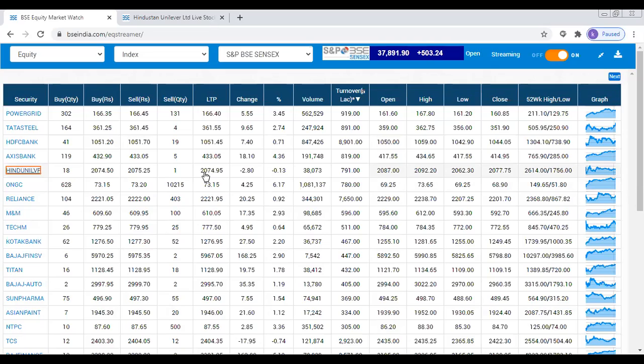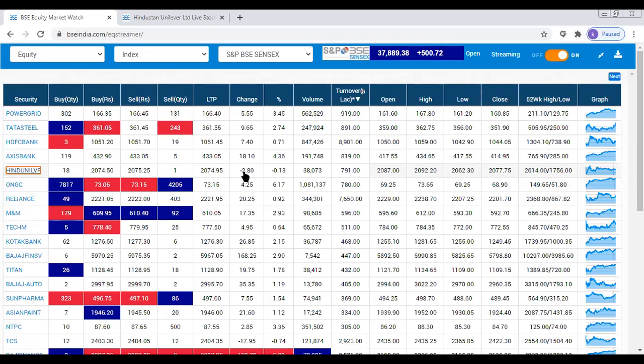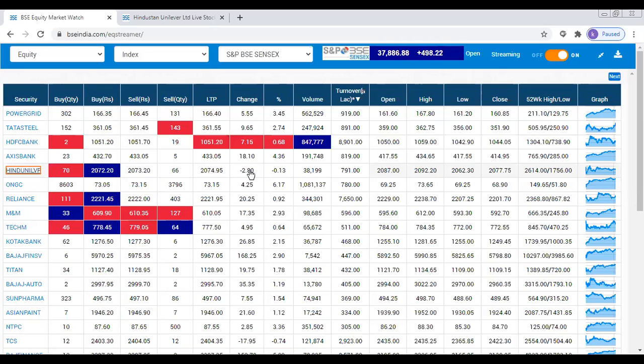Okay, so the last traded price 1 minute ago, what was the price that was traded? You will be able to get this particular data here. Next, we have change. Change means compared to yesterday. Compared to yesterday, what was the change in the value today? So its value has gone down by 2.8%. Okay, so value is down by 2.8 rupees.